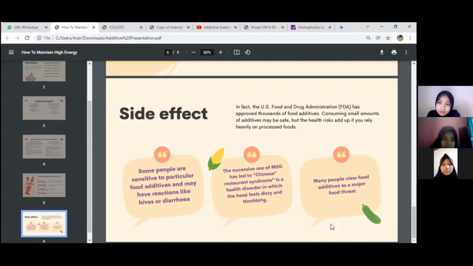The effect is that some people are sensitive to particular food additives and may have reactions like hives or diarrhea. And the next is that the excessive use of MSG has led to Chinese restaurant syndrome. It's a whole disorder in which the head feels dizzy and throbbing. And the last is the effect that many people view food additives as a major food threat. Okay, maybe that's all for my group about the additive. If you have a question, we will discuss it together.